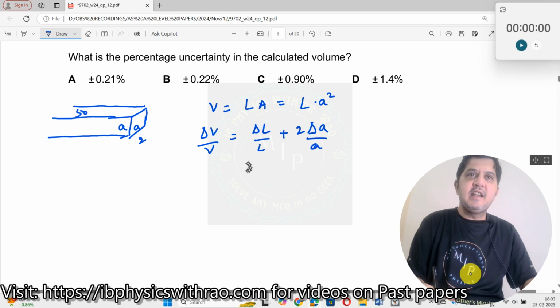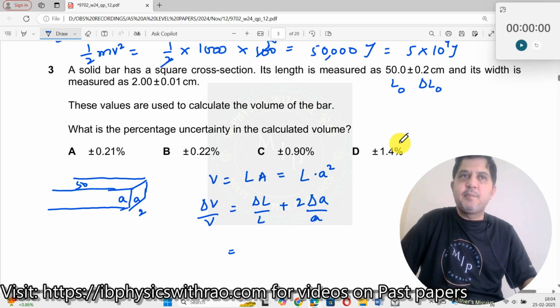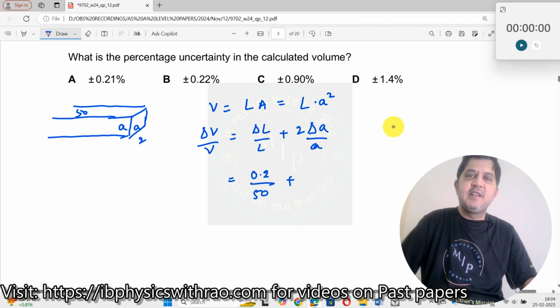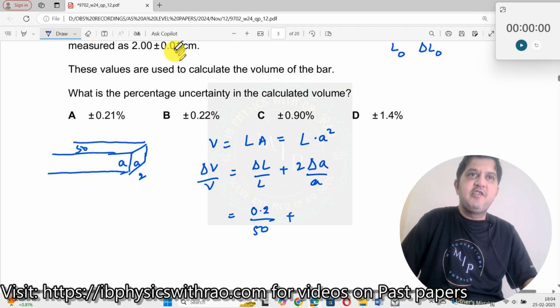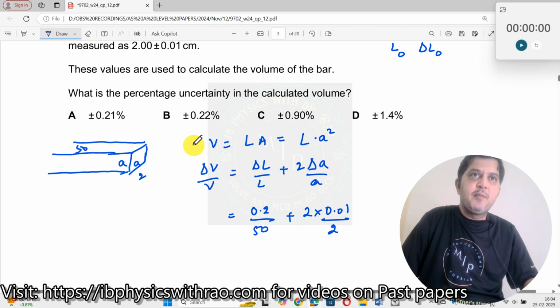I'll be getting delta L by L. What's the value of delta L by L? Delta L is 0.2, L is 50. I'll substitute this 0.2 divided by 50 plus delta A. Delta A is 0.01 divided by 2. 2 multiplied by 0.01 divided by 2. Am I right? 0.01 divided by 2.